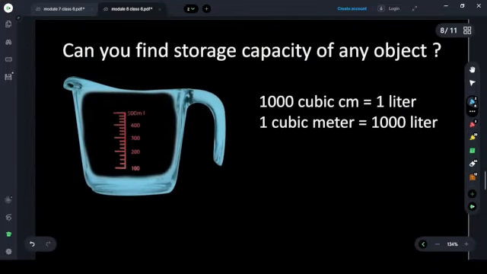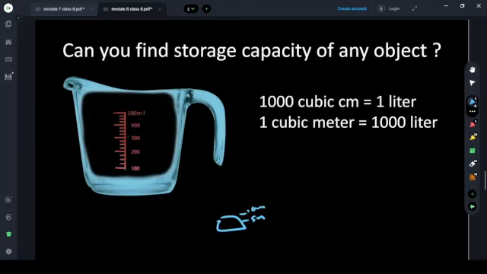Now we will see a new concept. Can you find the storage capacity of any object? If you are going to purchase milk, you tell the shopkeeper, give me half liter or 1 liter or 2 liter milk. There is a mark on the measuring mug of milk, 100, 200, 300, 400, 500. Or when you take any kind of syrup the doctor has given you whenever you are ill or have a cough, you have seen there is a mark 5 ml, 10 ml, like that.